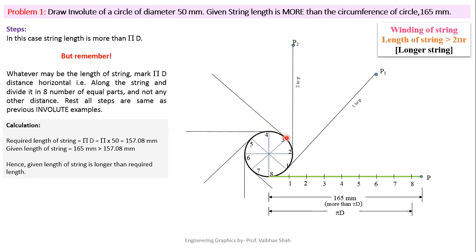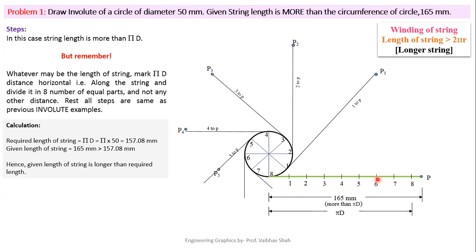Similarly, from point 3, we'll take the distance of 3 till P on our rounder. Put your rounder at point 3 and mark this point somewhere here. You will have P3, which is the distance from 3 to P. Once again, for point 4, take 4 till P on your rounder, put your rounder at 4 and cut this line. You will have this point P4, 4 to P. Again, take 5 to P on your rounder, put your rounder at 5 and cut this line. You will have this point P5, P to 5 is your distance.